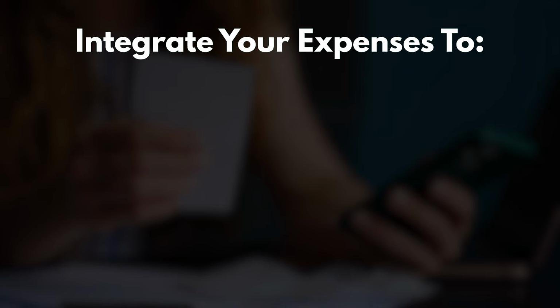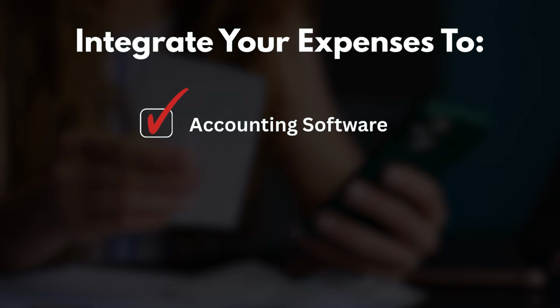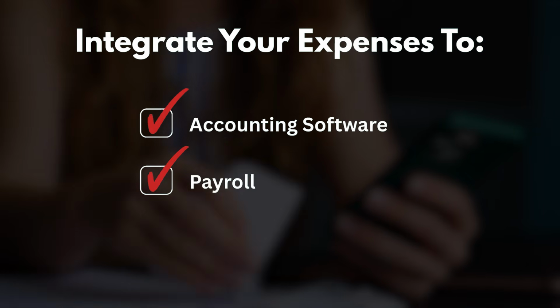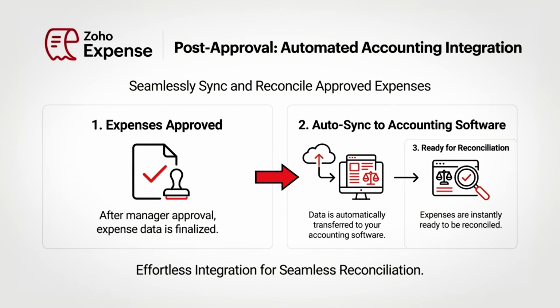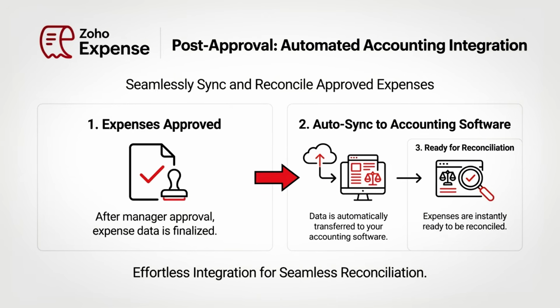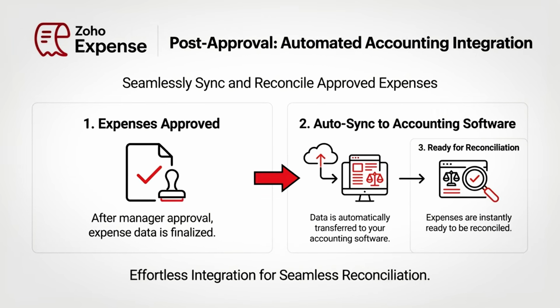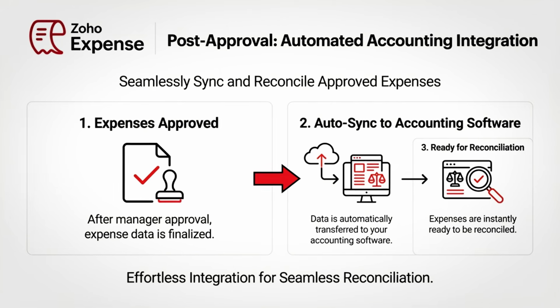The 3 main places you'll want to integrate your expenses to are your accounting software, your payroll, and your reporting software. Zoho Expense is designed to integrate with accounting software. Ideally, you'd be using Zoho Books, but there are integrations for other accounting softwares as well. Essentially, once the expenses are approved, they will automatically be brought over to your accounting software, so they're ready to be reconciled.